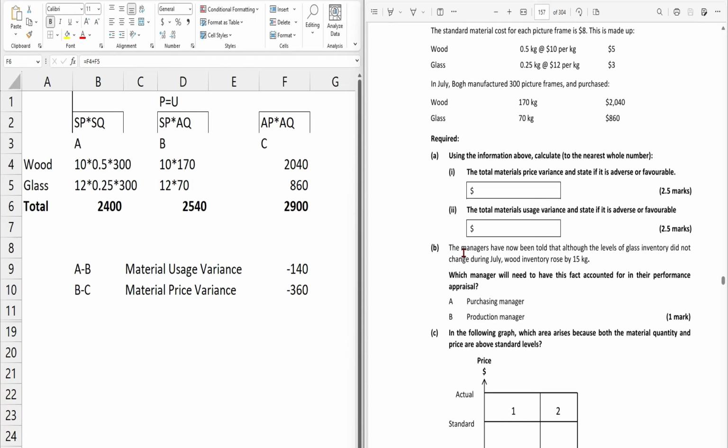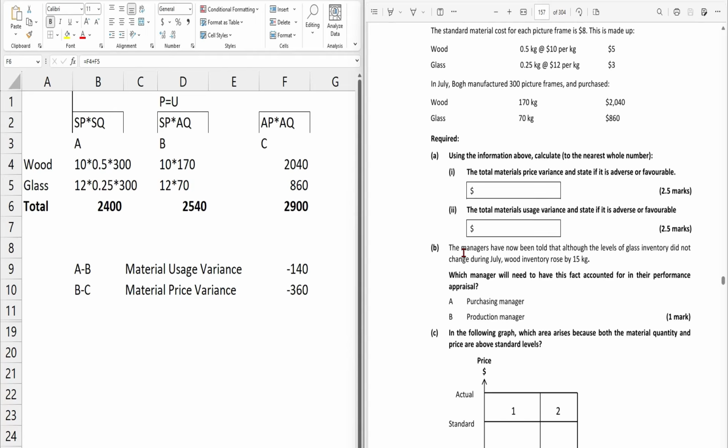You can use this chart for any of the labor variances or overhead variances. I think there is a separate video. As I said, if you need the video, just let me know in the comment box. For the material variance formula, I will send you the link of those videos.